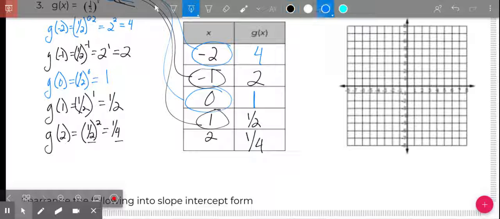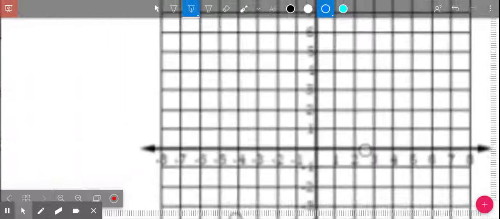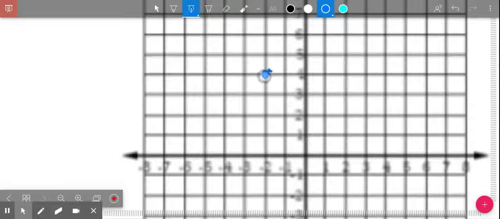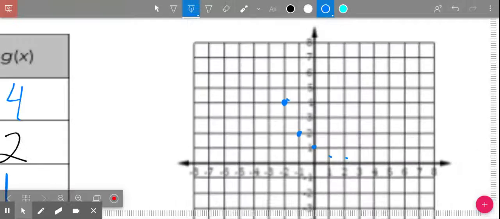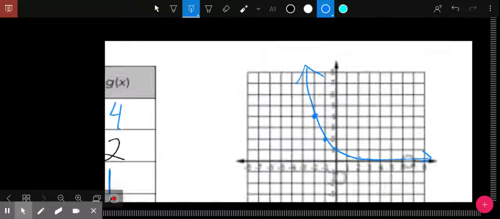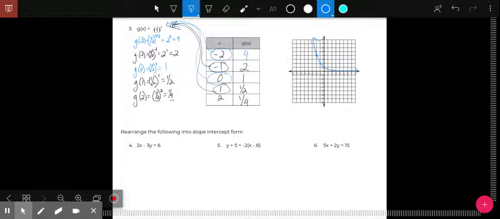Alrighty, from here we're going to graph all of our wonderful points. So I'll have -2, 4, -1, 2, 0, 1, 1, 1/2, and 2, 1/4. Graph that, connect all those points. Remember, it's never going to cross that x-axis. It's going to get really, really close, but never actually cross that x-axis. And that's going to be it.